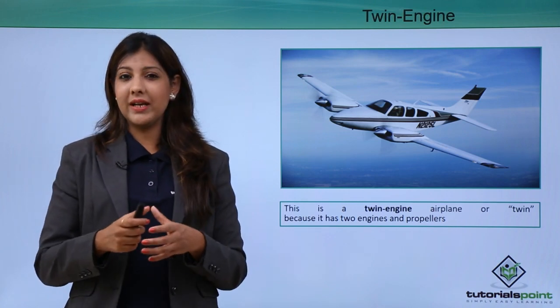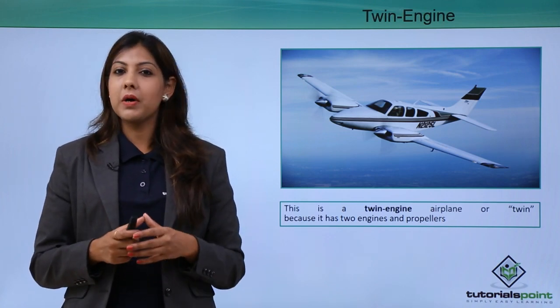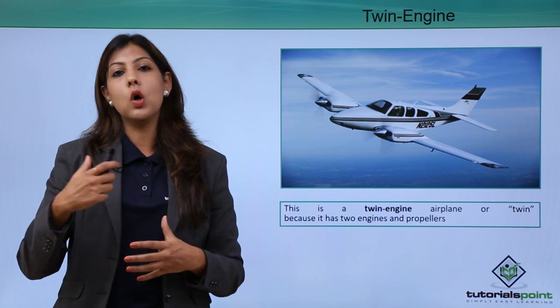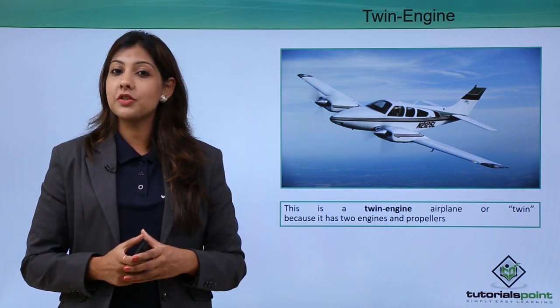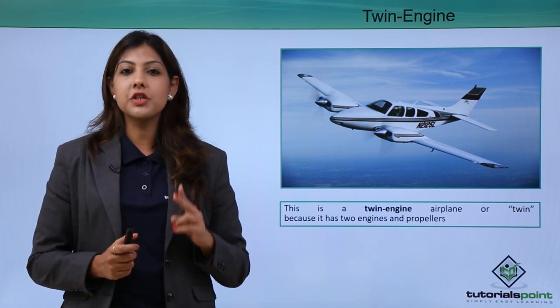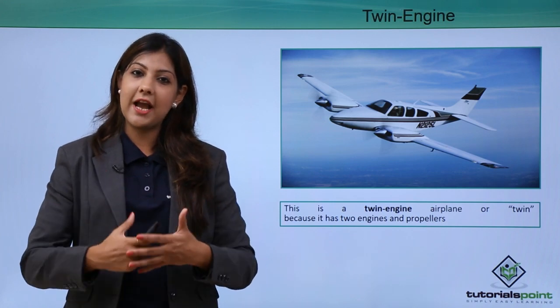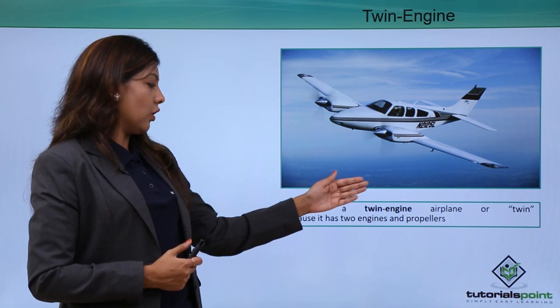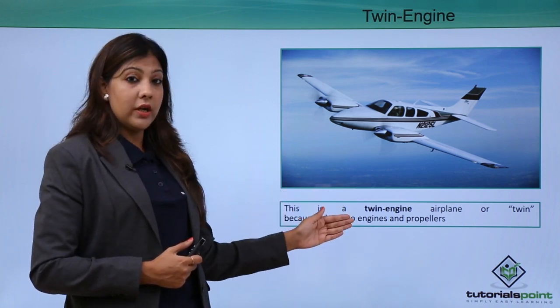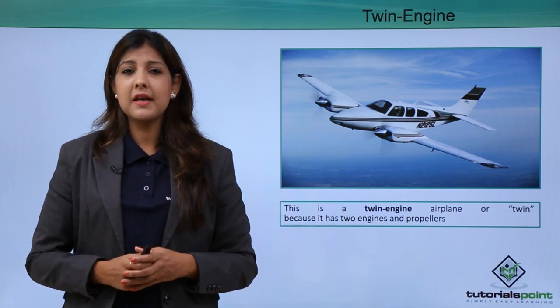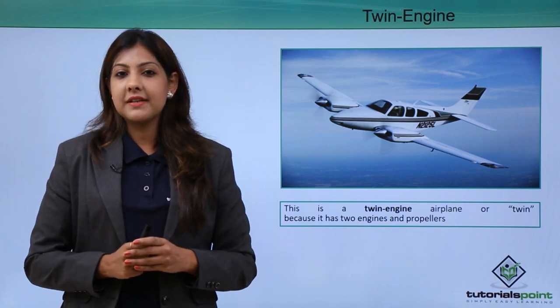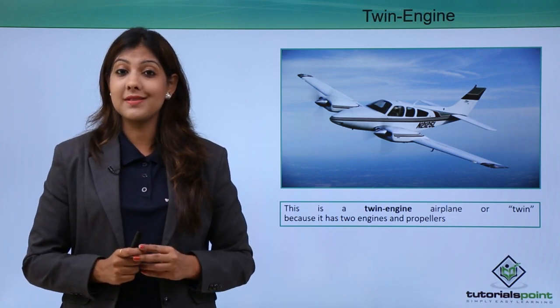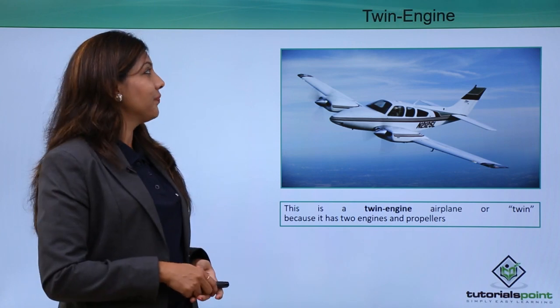Let's see what are twin engines. Now, twin engine, the purpose is they have to go a longer distance. So it's important not to have only one engine but a dual engine so that it can take the aircraft for a longer distance. This is a twin engine airplane because it has two engines and two propellers. Friends, whenever there are two engines in an aircraft, there have to be two propellers, and that goes together.